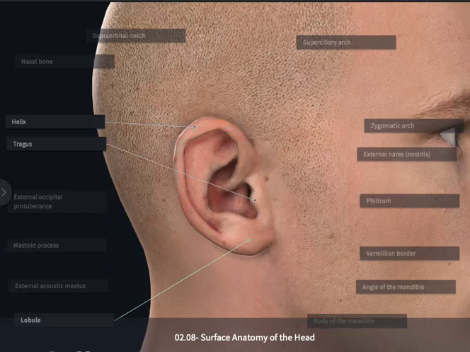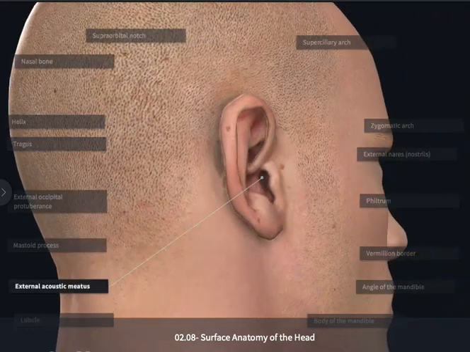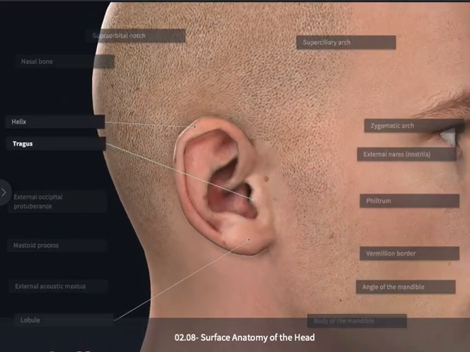We also have a small prominence that is going to project from the anterior aspect moving posteriorly, covering up over the opening, the external acoustic meatus. And this small piece of tissue is known as the tragus.